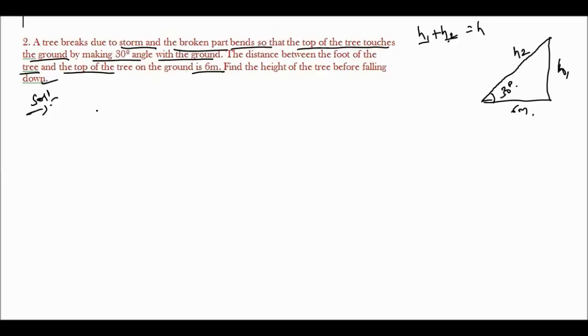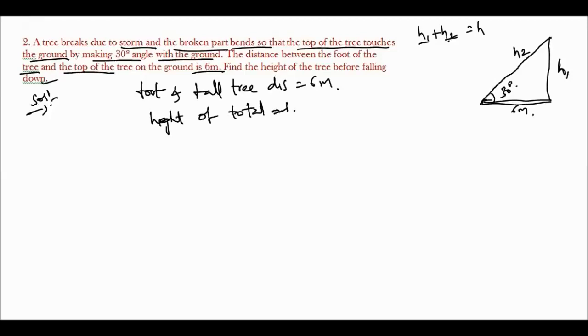Solution: the distance between the foot of the tree and the fallen tree top is 6 meters. The height of the total tree is h, where h is equal to h1 plus h2, the standing part plus the fallen part.